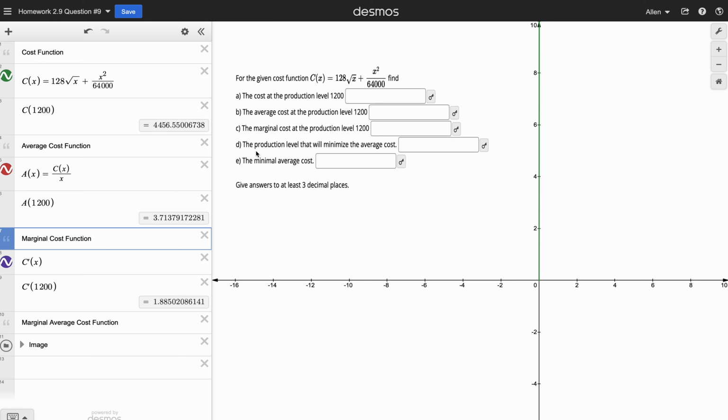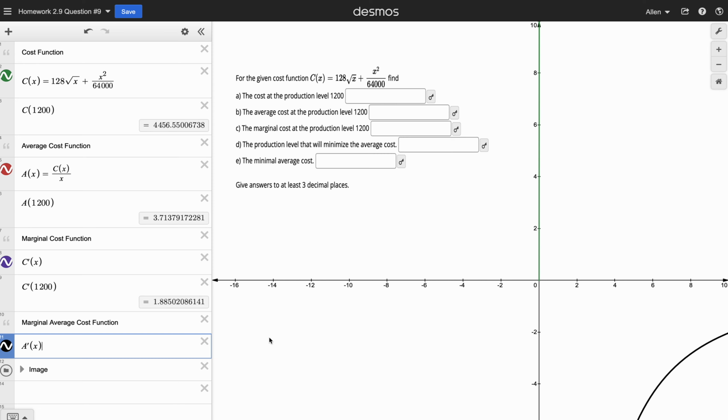And then finally, we get to the question where we have to actually use our optimization. It says, what's the production level that will minimize the average cost? So to minimize something, remember, we need to look at the derivative. So I want to graph the derivative of this average cost function. That means I want to draw A prime of x. Oops, I put c in there. Let's put an x in there. Okay, so that's a black curve.